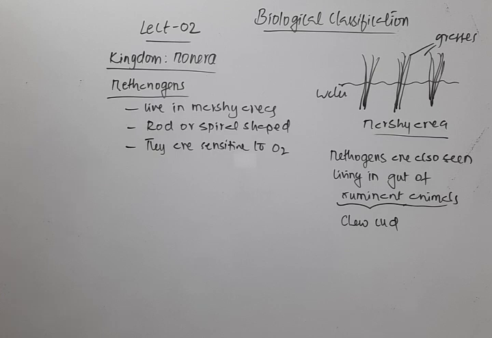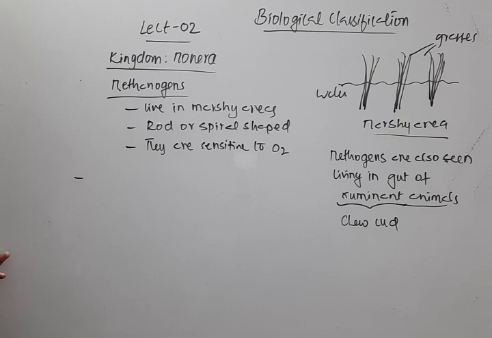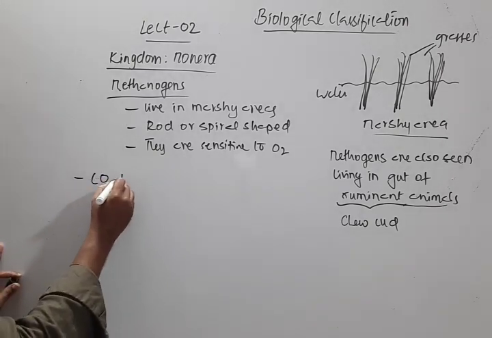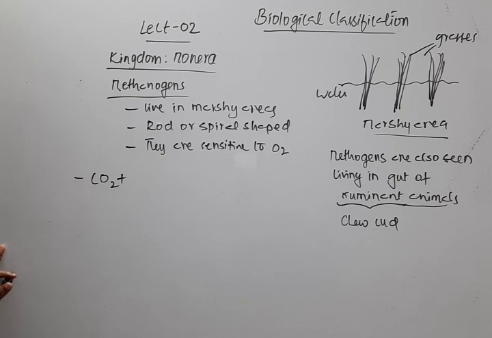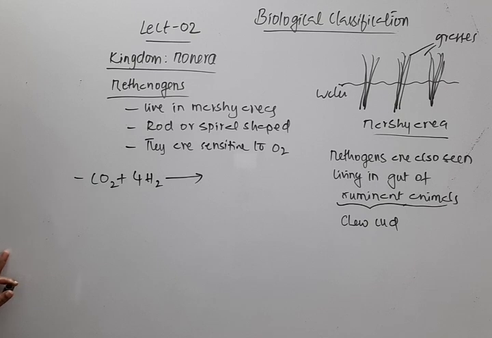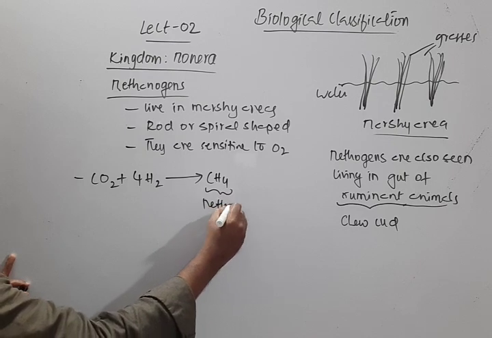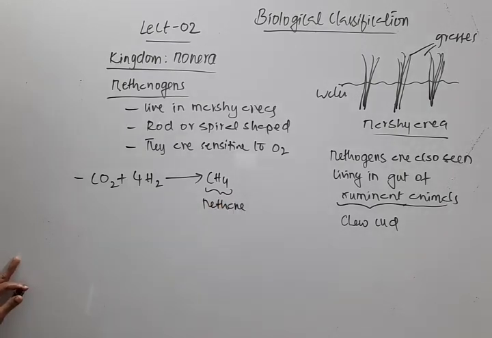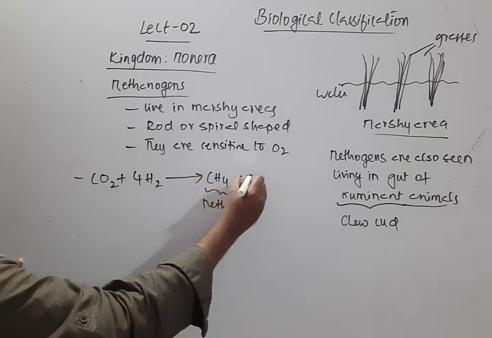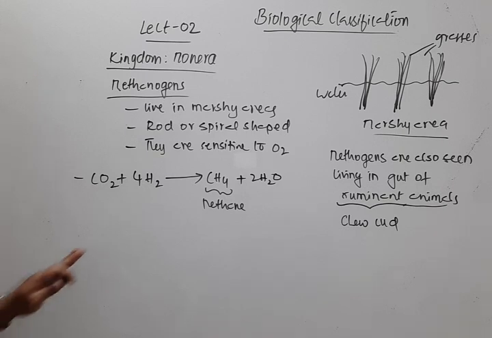So here I'll just give an equation showing how methane is produced. Carbon dioxide, when reacting with hydrogen, will result in the formation of methane. So there is a production of methane, and also there is a release of water. This is the equation that I'm showing of how methane is produced by these methanogens, right?